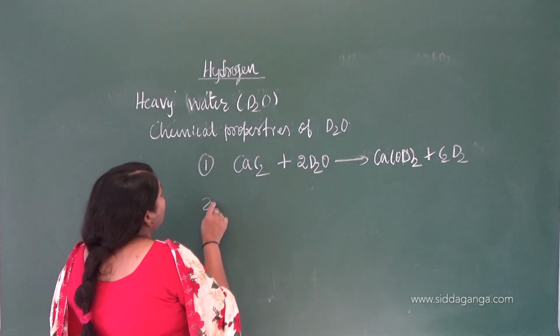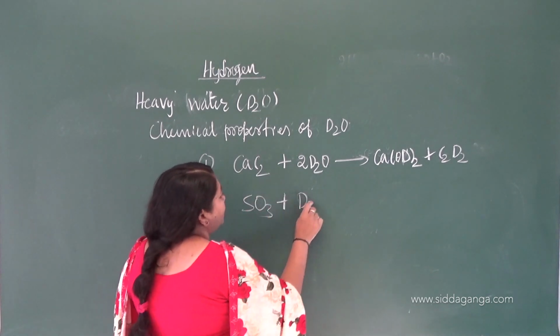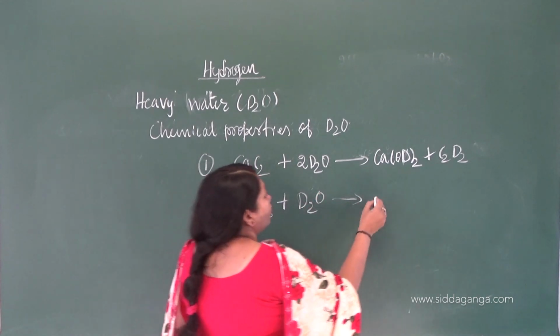Similarly, for the second property, if it is made to react with sulfur trioxide, it will form D2SO4.